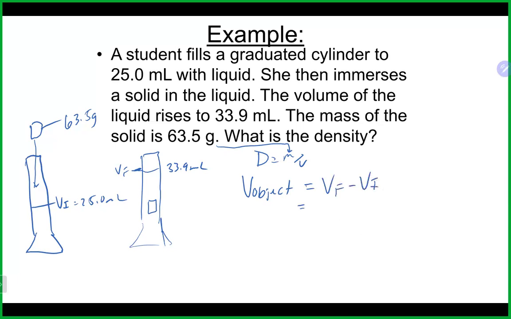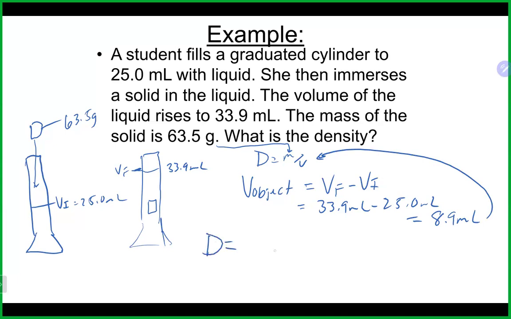In this case, we'll take our 33.9 milliliters and subtract our initial volume of 25 milliliters. 33.9 minus 25 is 8.9 milliliters. We now have the volume of the object that we need for our density equation. Density then would be 63.5 grams divided by 8.9 milliliters.